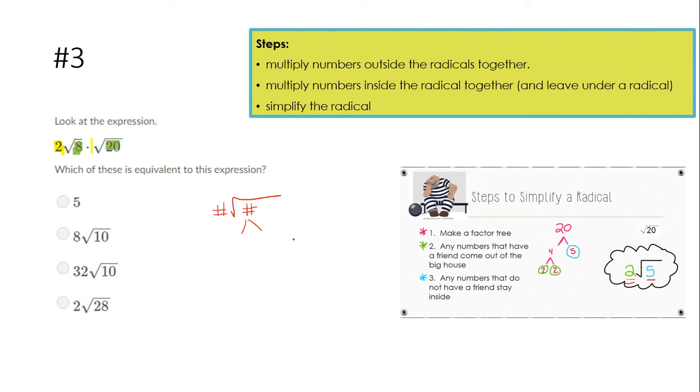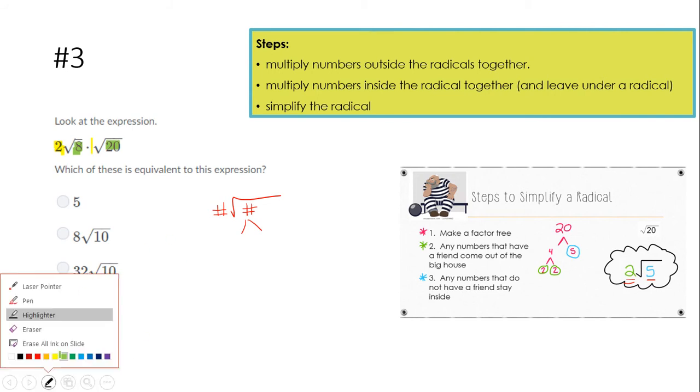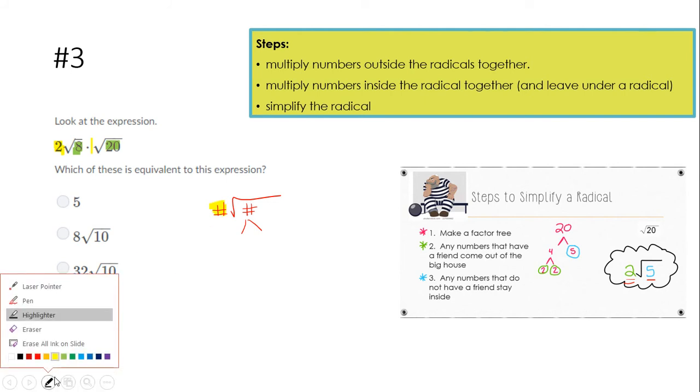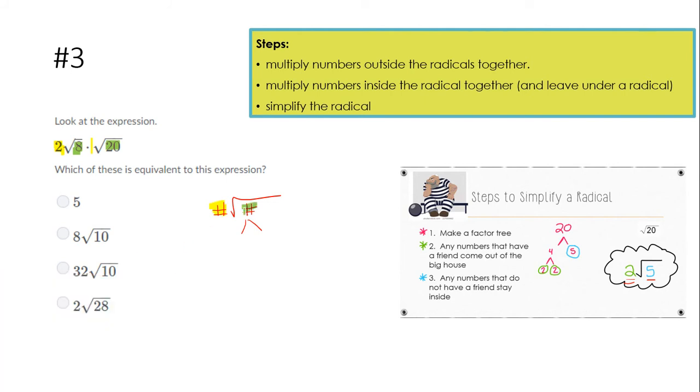You're going to do that same process. After you multiply the numbers out front together, that number is going to go here. I'll kind of color code it for you. Okay, and then the number inside is going to be those numbers on the inside multiplied together, and then you need to break it down.